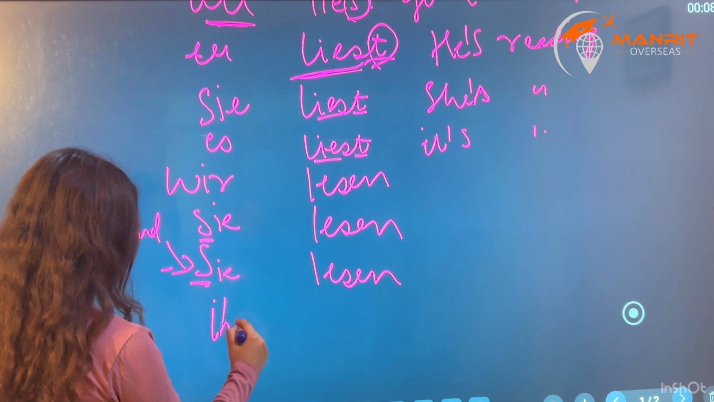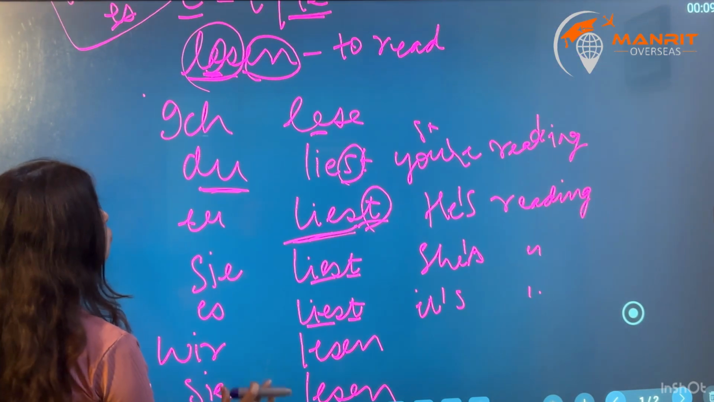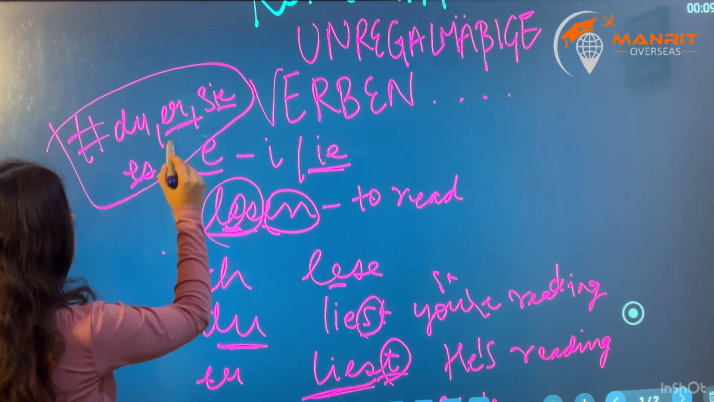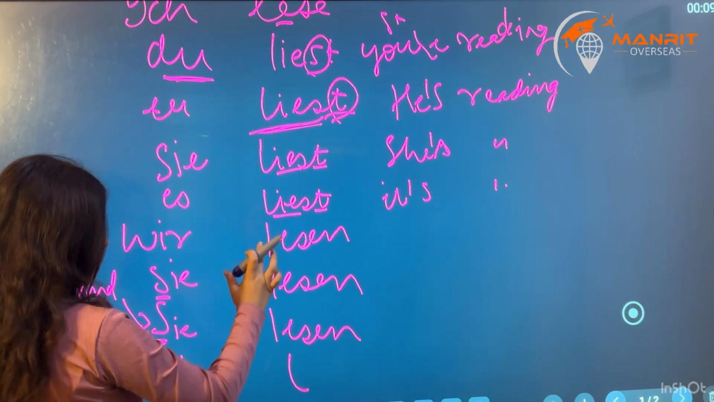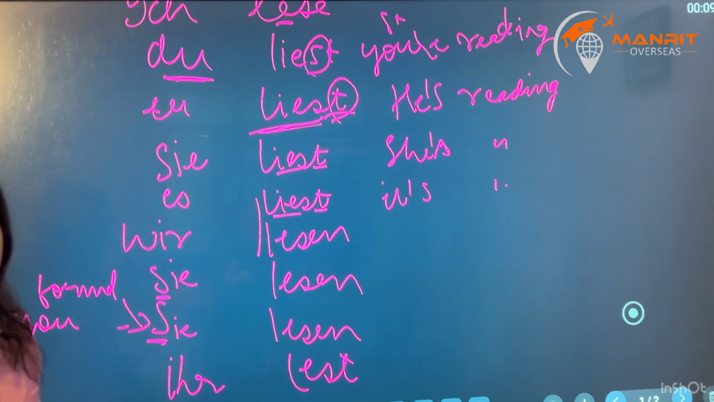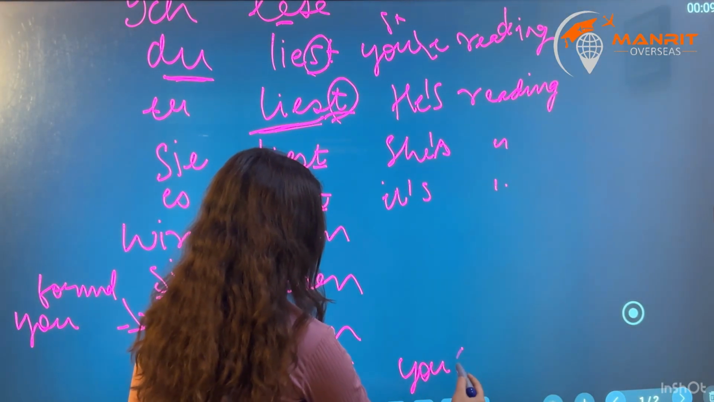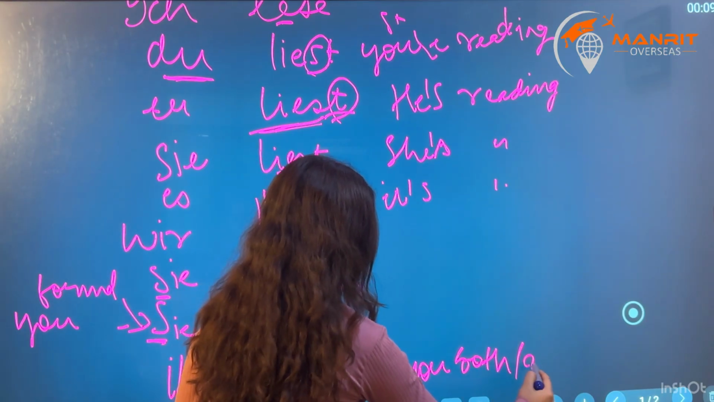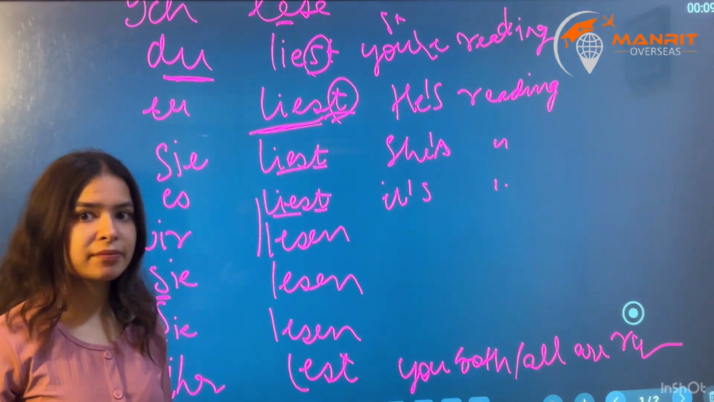Alright, now the last personal pronoun is ihr, and with ihr you don't need to apply this rule, since I already told you that this rule is applied only to these four conjugations and not to any other conjugation. So it will be ihr lest. Ihr lest, and this means you both are reading or you all are reading.